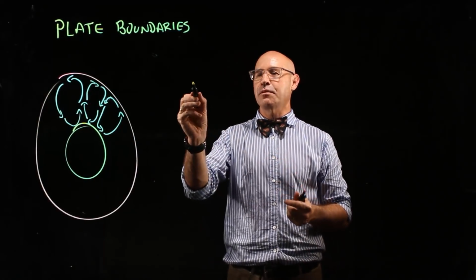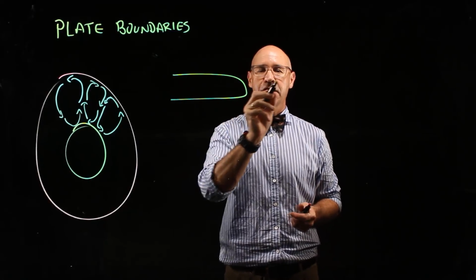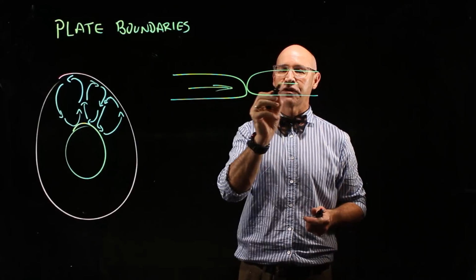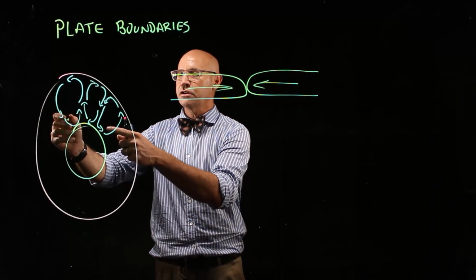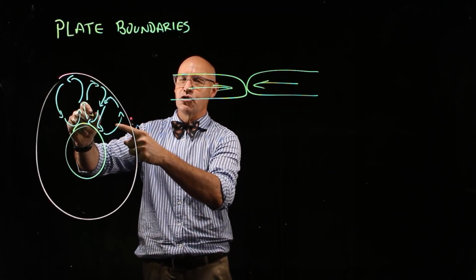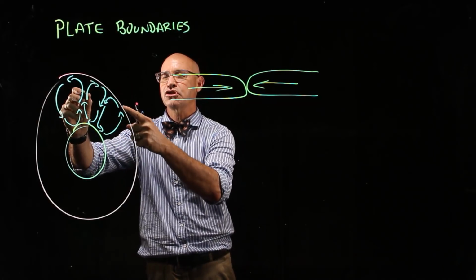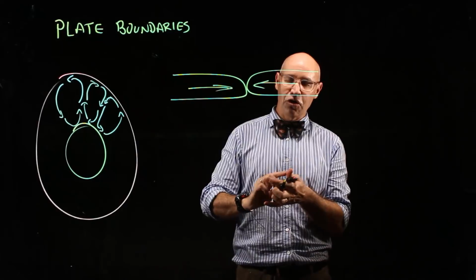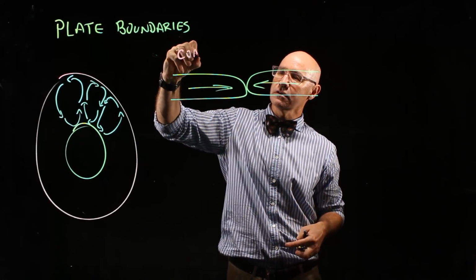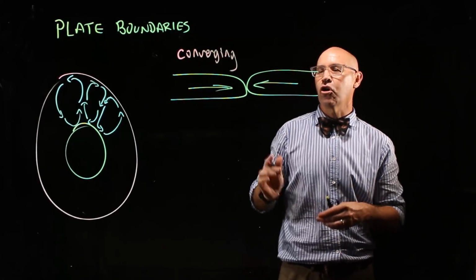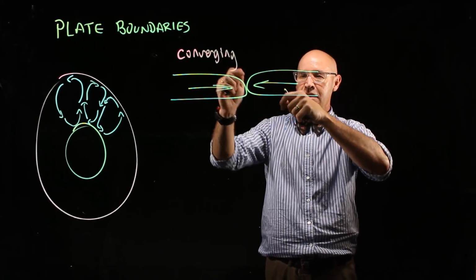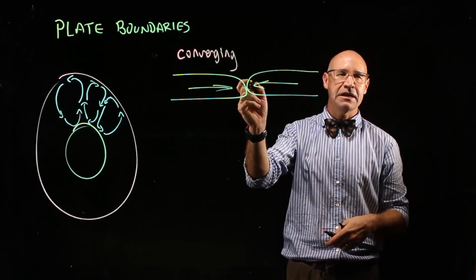The first type of plate boundary is where we have two plates that are moving together. So if we've got two convection currents here moving in opposite directions, it's pushing the two plates together. This is called a converging boundary. Converging, so they're coming together, they're converging. So we've got a couple of things that can happen here.